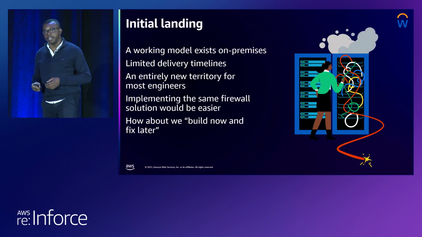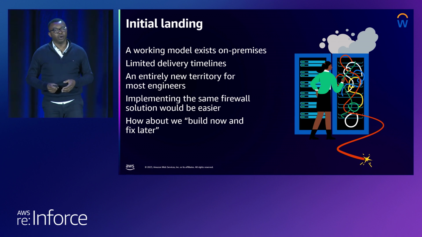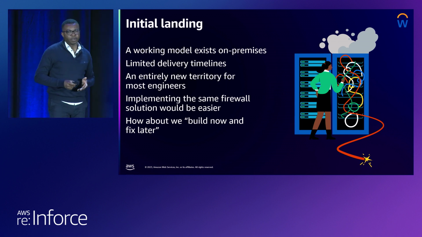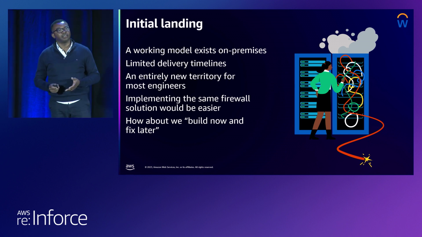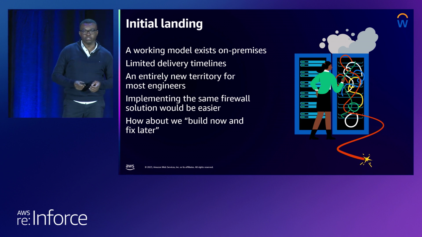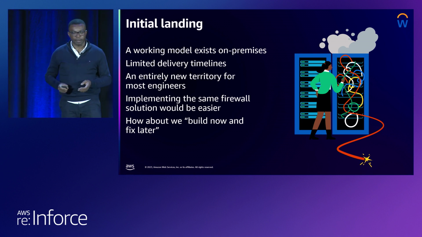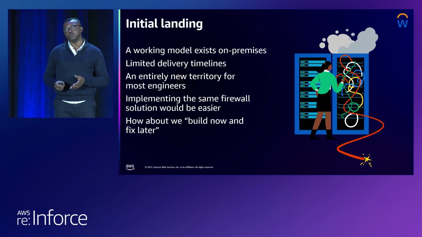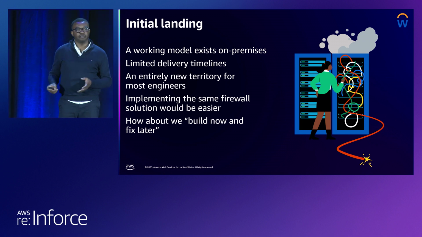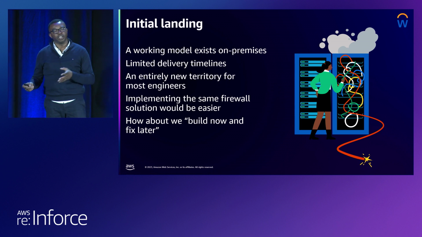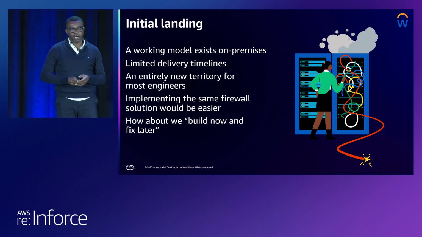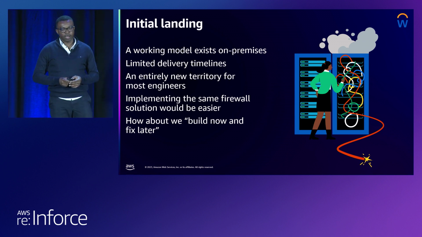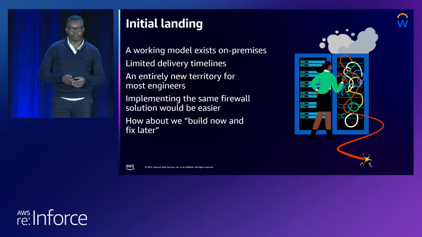So when we first landed in the AWS cloud, considering that we had a working model on premises, and the fact that the cloud was relatively new to most of the engineers handling the project at that time, we felt that the safest thing to do was to export the same firewall component we had on-prem into the cloud. With that, we would still preserve the same security posture we had on-prem. And the plan was that as time went on, we would look for ways to improve on this setup.